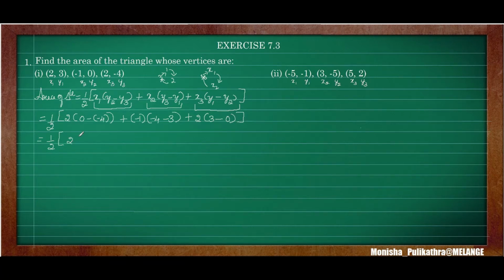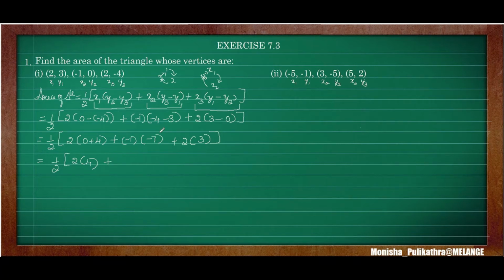So 2 into 0 minus minus 4, that is plus 4. Next let the plus be there itself. Next you write minus 1. Here minus into minus becomes plus, so it will become minus 1 into minus 7 plus 2 into 3 minus 0 is 3. So next half into 2 into 0 plus 4 is 4. Here write plus as it is.